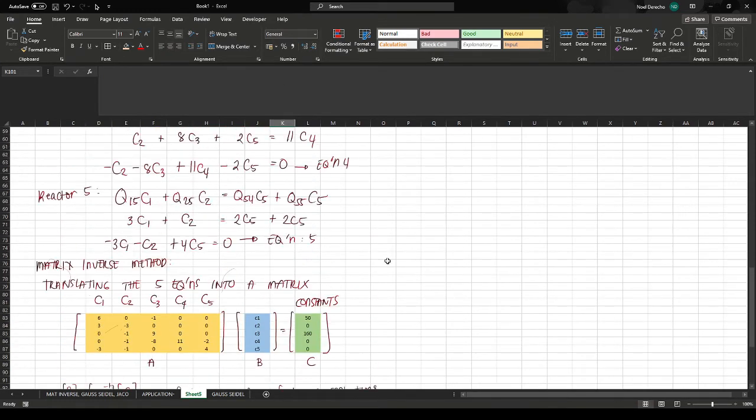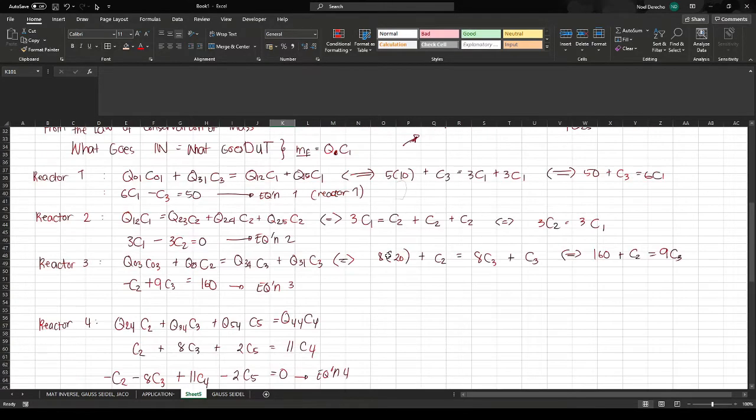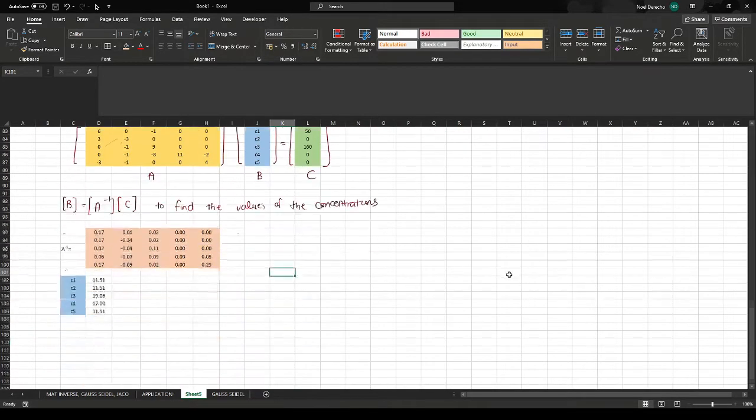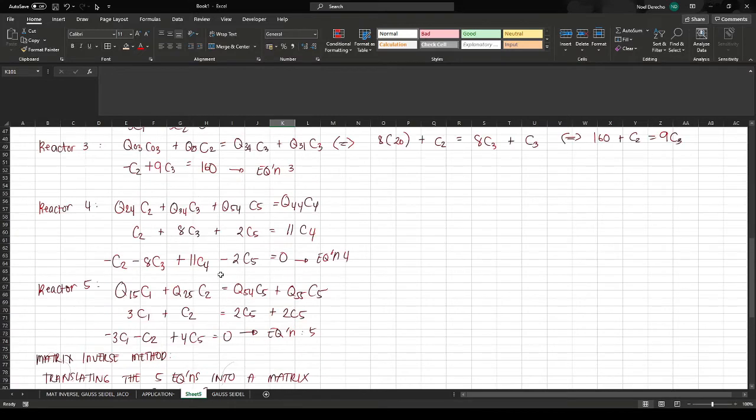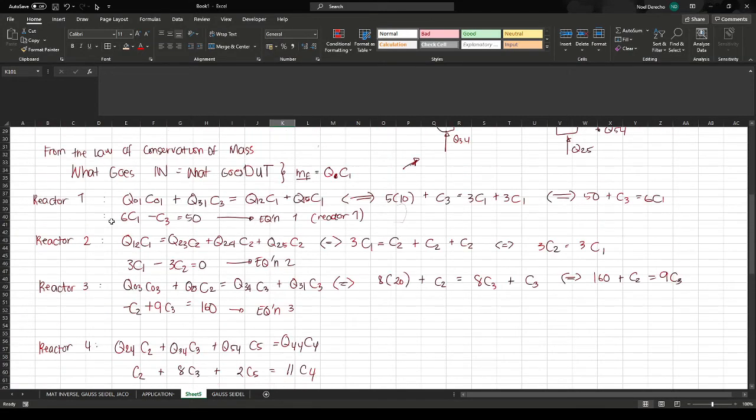Okay, so how about in solving Gauss-Seidel method? So let's just copy the equations.